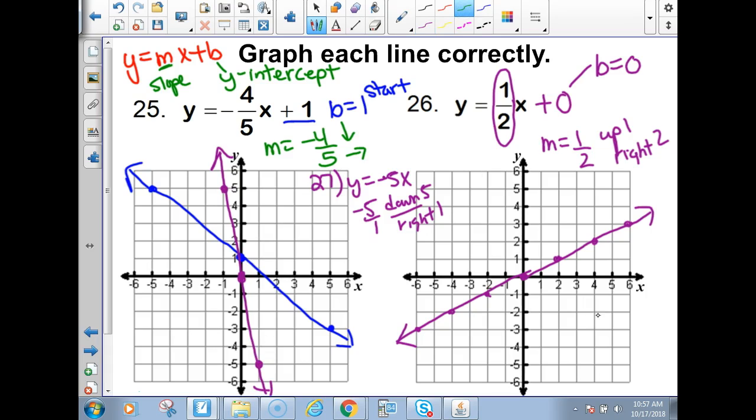I'll need to do 28 on this graph. What was the equation for 28? Just y equals 3x. Okay, so this one has a b value also of 0. So I'm going to start at 0, 0. The 3 slope will be 3 over 1, which will be up 3 and right 1. So from here, go up 3, right 1, do it again, and then down 3, left 1 would be the reverse.